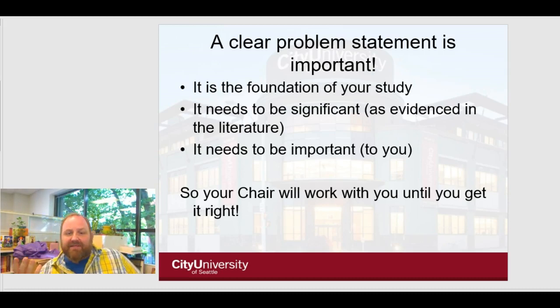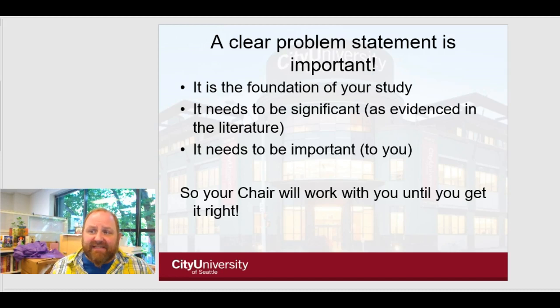The problem statement is the foundation of your study. Having a clear problem statement is the end-all be-all. That is what is going to guide you and hold you through the rest of the process. If your problem statement isn't correct, if it's murky or muddy or confusing, you're not going to be able to get research questions completed. You're not going to be able to pick a good methodology. You're not going to have the right background research because you're going to be going all over the place, and you want to make sure you're not falling into that trap.